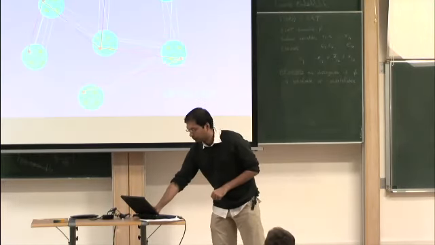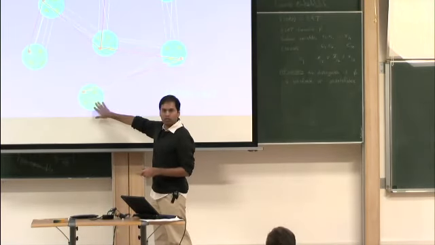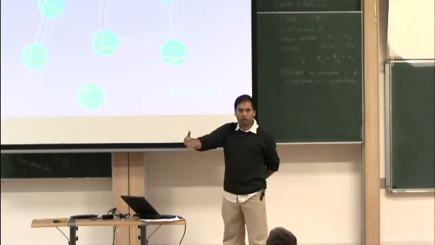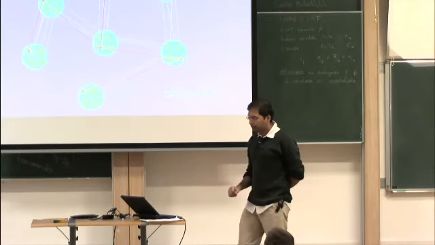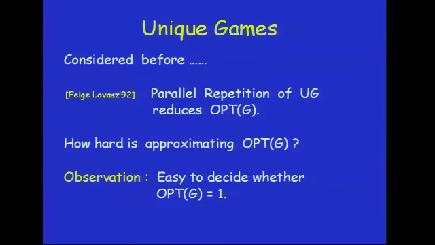Here is why. I can always assume that I know the label of this vertex, because I will try all 4. Let's assume that I know the label of this one. Now the label here uniquely determines the label here. The label here uniquely determines the labels of all its neighbors, and so on and so forth. So I can discover the whole labeling very quickly. So if the optimum is 1, you can easily find this labeling.